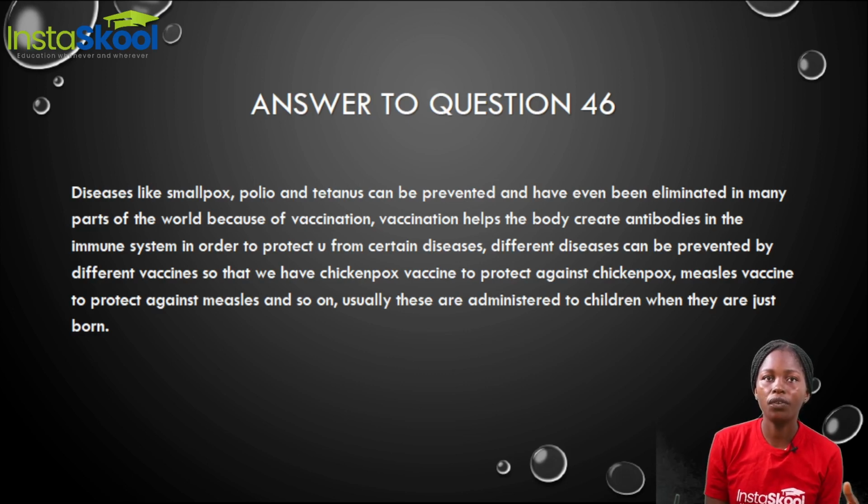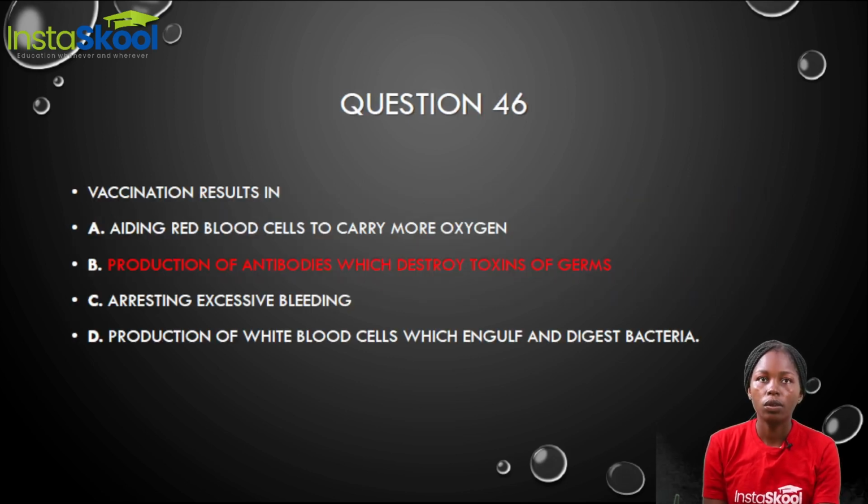Now we have different vaccines for different diseases. That's why we have the chickenpox vaccine and the measles vaccine. The chickenpox vaccine protects against chickenpox, while the measles vaccine protects against measles. And usually, these vaccines are administered to children after they have been born. So, vaccination results in the production of antibodies that help to destroy toxins in the body.